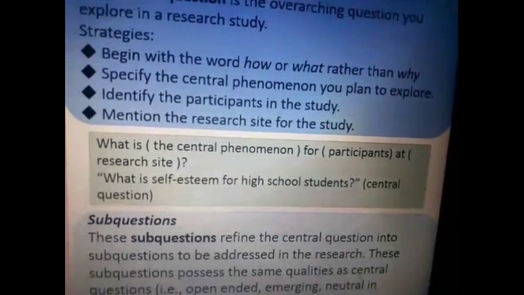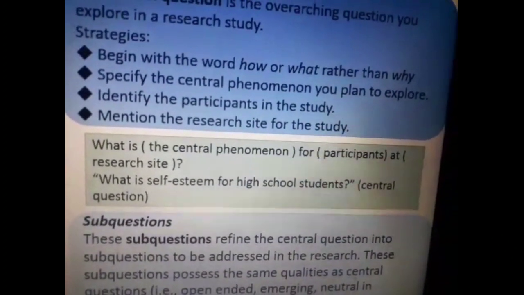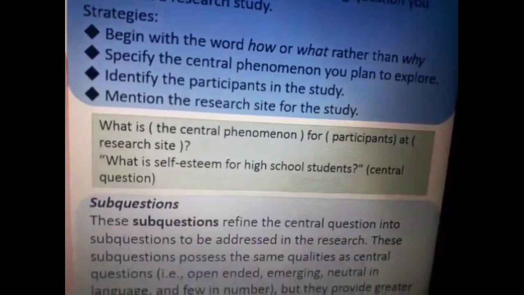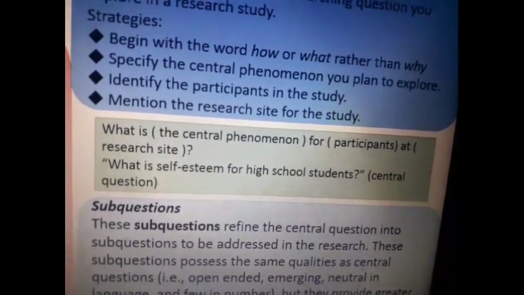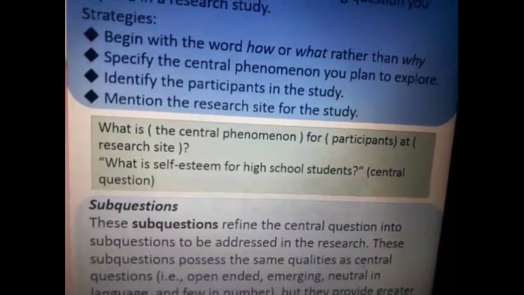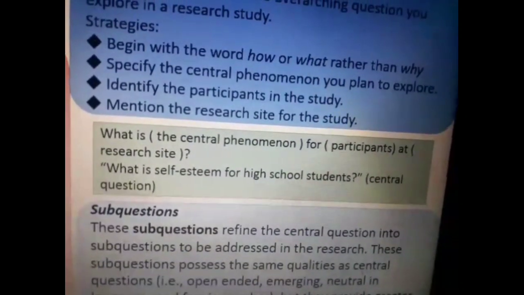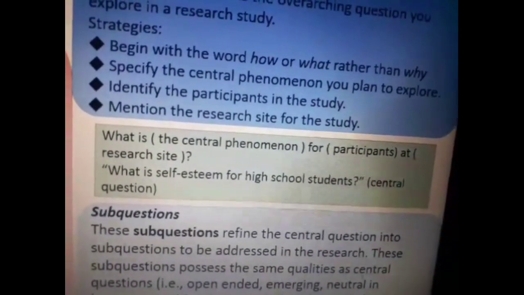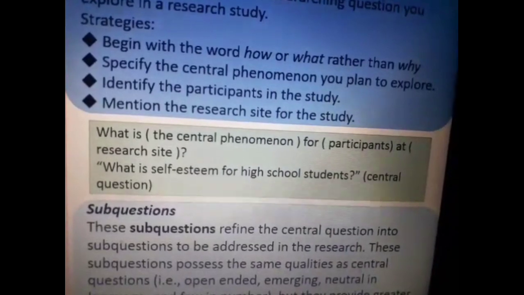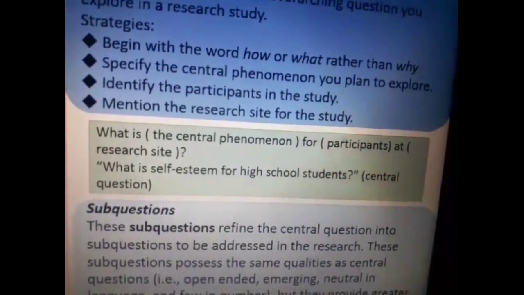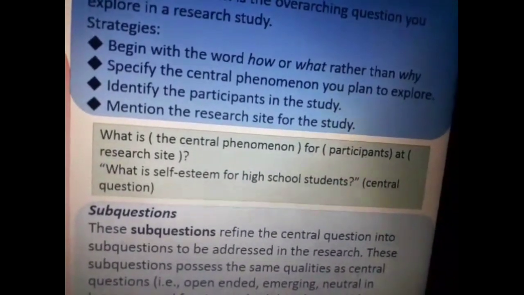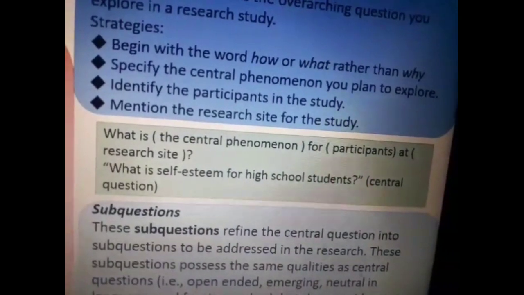So this is the script or the formula for making a question: What is the central phenomenon for participant at research site? And the example is: What is self-esteem for high school students? This is the example of a central question.